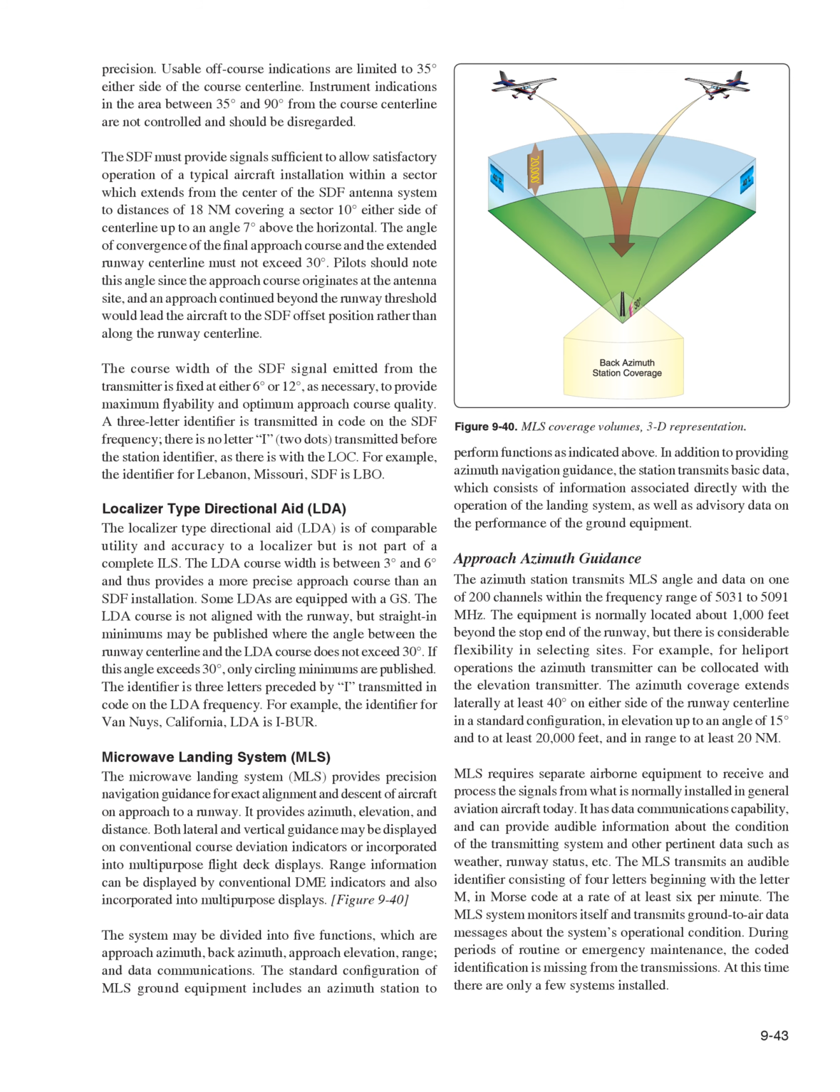The MLS system monitors itself and transmits ground-to-air data messages about the system's operational condition. During periods of routine or emergency maintenance, the coded identification is missing from the transmissions. At this time there are only a few systems installed.